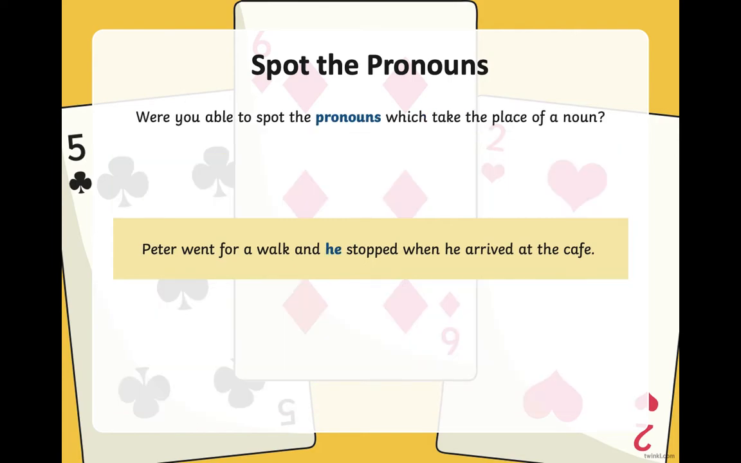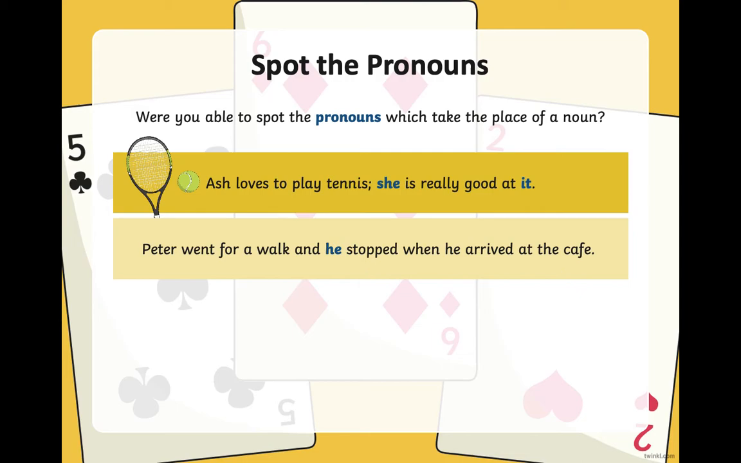Okay, so here we are. Peter went for a walk and he stopped when he arrived at the cafe. So the first he is blue. I'm not sure why the second he isn't blue, but that's obviously a pronoun as well. So he is a pronoun and it's replaced the noun Peter.